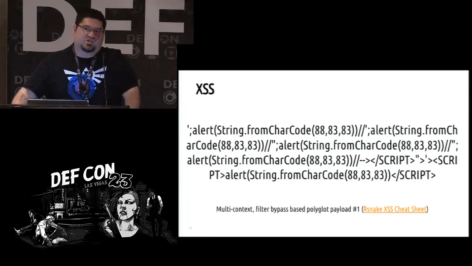It came out of the XSS cheat sheet. You've probably used this before. You put it into the search bar or comment field, and then you pray that you get cross-site scripting, right? So this is the first one. This is actually a multi-context filter bypass-based polyglot web payload.